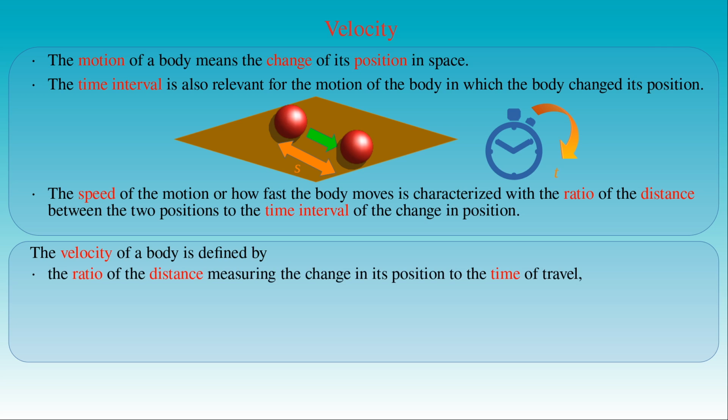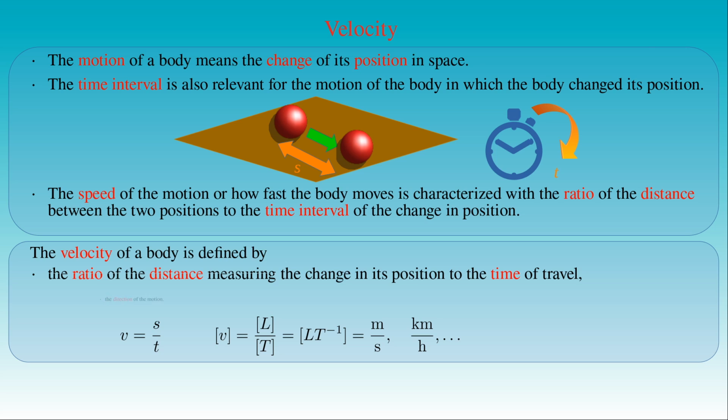We denote the speed with the letter v, which is equal to the distance s divided by the time t. Then the unit of the speed is the unit of length divided by the unit of time, which has the SI unit meter per second. Other units can also be used, for example kilometer per hour, which is also a popular choice in measuring speed.